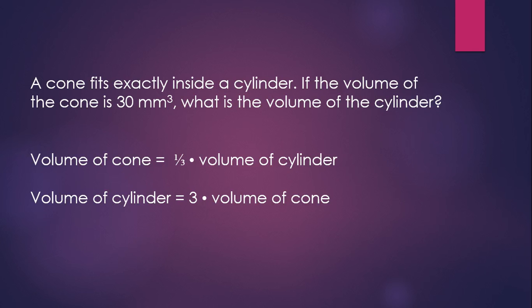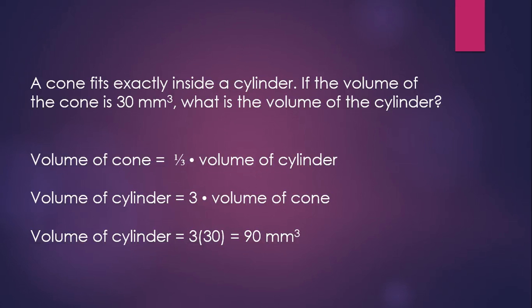So that means that the volume of the cylinder is 3 times the volume of the cone. It takes 3 cones to fit inside one cylinder if the cone and the cylinder have the same base and the same height. So in this case, we know that the cone has a volume of 30 cubic millimeters, so the volume of the cylinder is 3 times that, or 90 cubic millimeters.